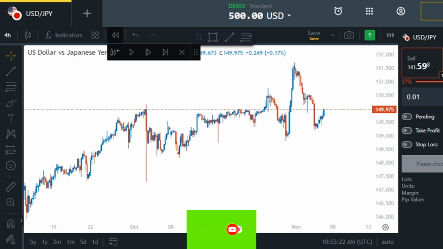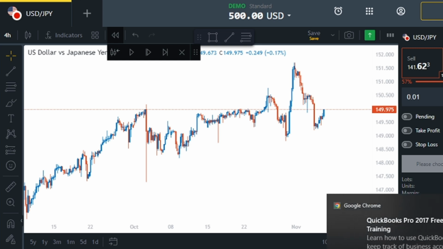Now, without further ado, let's get straight to the content of the day. As I said, we'll be looking at how to trade Fibonacci level together with a trend line.